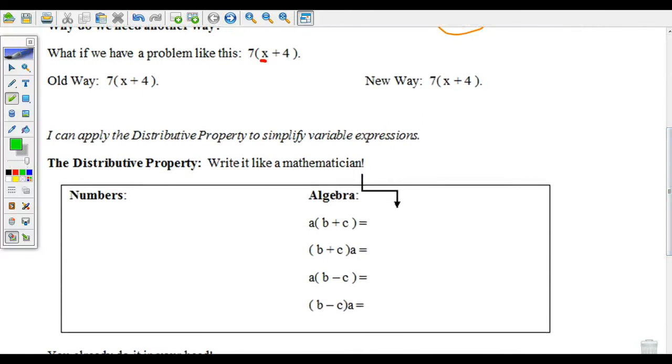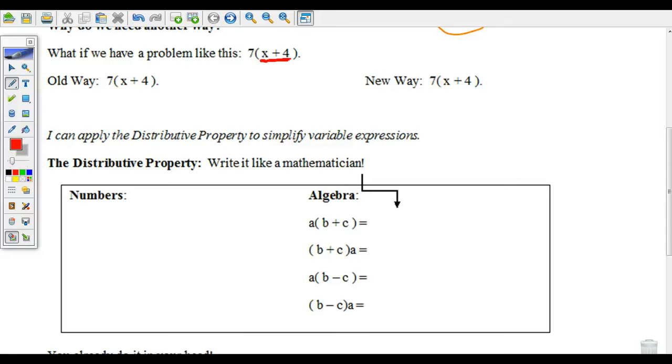If we had a problem like 7 times x plus 4, there is no way to add together x and 4, because they're not like terms, and that's something we're going to talk about a little bit more tomorrow. But for now, it's enough to know that we can't add together x and 4. It's like trying to add together bananas and pineapples. They're not the same thing. We have to think about them separately. So we can't add together x and 4.